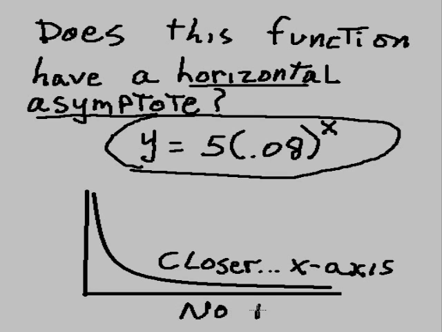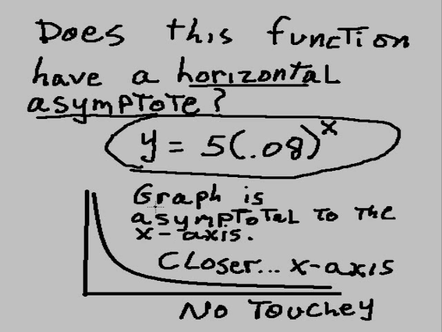No touchy. Let's say the x-axis would be the asymptote. We would say the graph is asymptotal. The graph is which graph? This graph. That graph is asymptotal to the x-axis. It comes closer and closer to the x-axis, but no touchy-touchy.